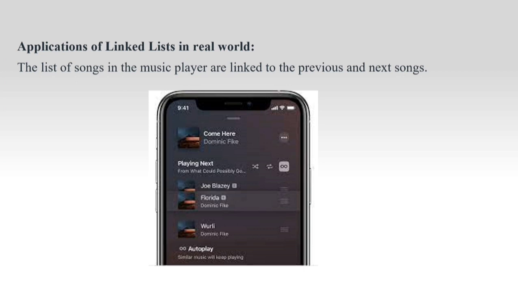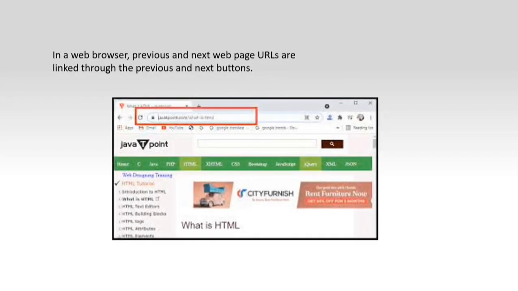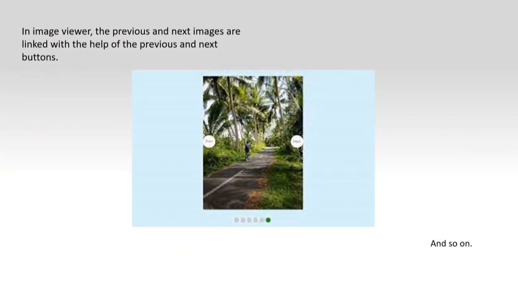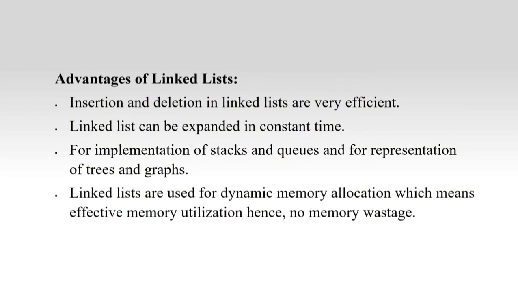Now we will go through applications in the real world and advantages and disadvantages quickly. The main topic, applications of linked list in the real world. The music player, song queues, are one of the important applications of linked list, like music playlists, the web browser's previous and next pages, and the image viewer in our gallery, and so on. There are many examples, and we'll quickly go through the advantages of linked lists.